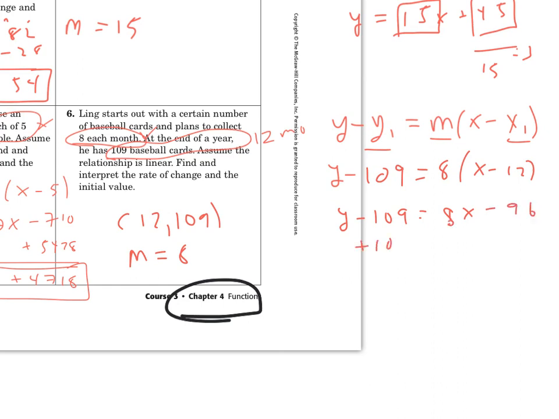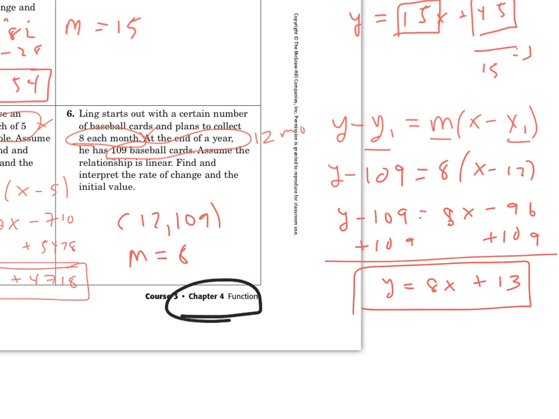We then add 109. And so y equals 8x plus 13. So this person is adding 8 cards a month to his collection, and at the beginning of the year he started with 13 in his collection.